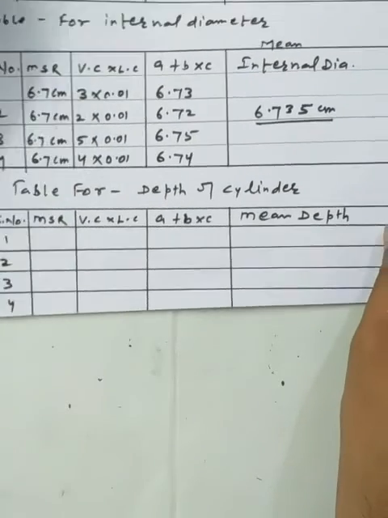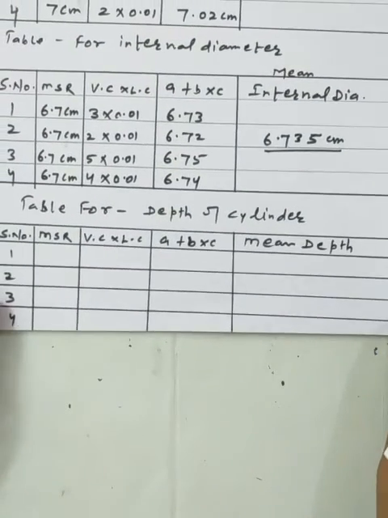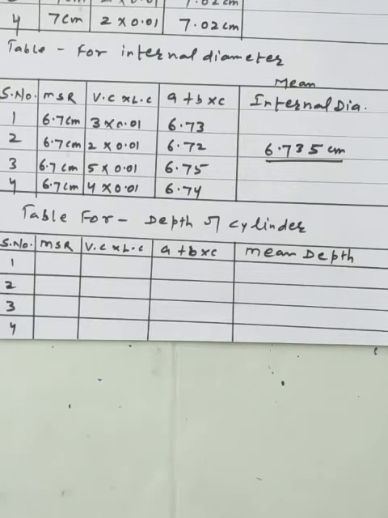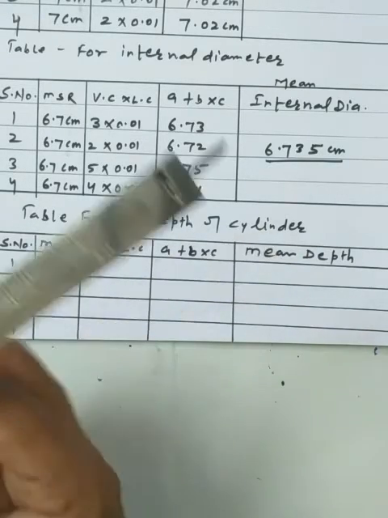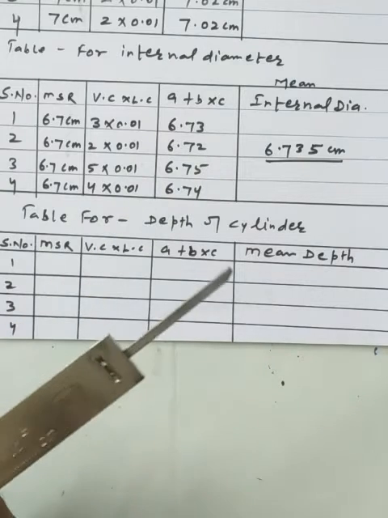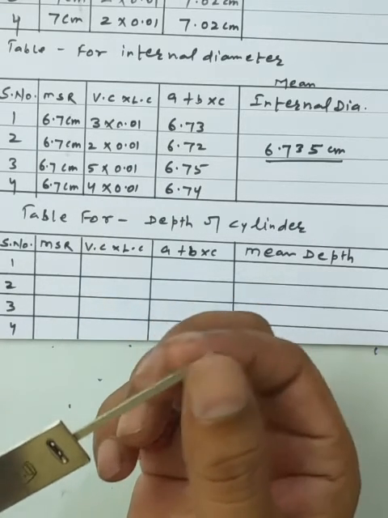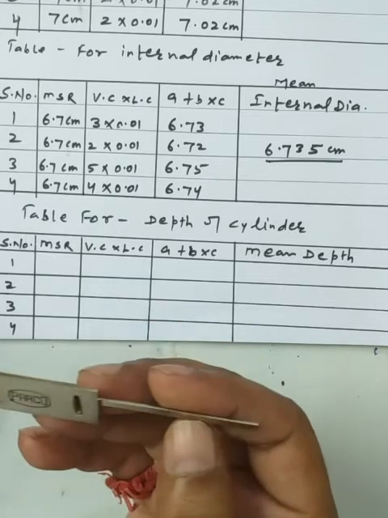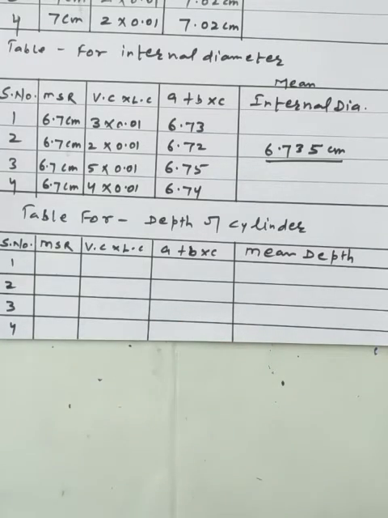How can we make the measurement of the depth with the help of a vernier calipers? Which part of a vernier calipers can I use here? As I stretch the vernier calipers, a strip comes out from the end, and this strip will help us make the measurement of the depth. So how can we utilize it?